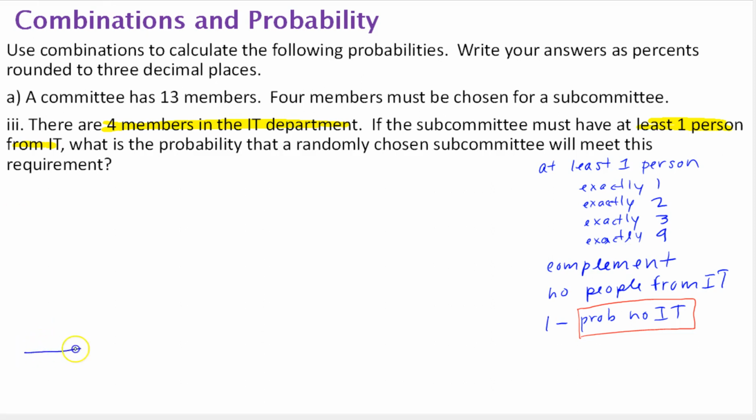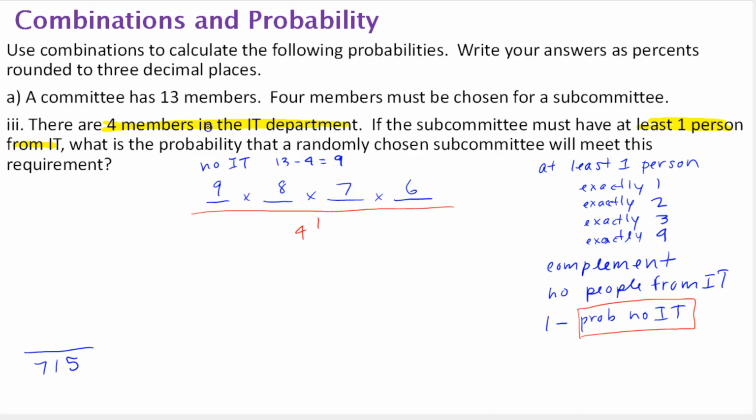Well, we know that there's 715 total possible committees, and no IT people means that we have 13 minus 4, 9 people to choose from. We have 4 choices to make. And here we have 9 choices, 8, 7, 6. And again, since we made 4 choices, this is the number of permutations. For combinations, we'll divide by 4 factorial. So this is C of 9 choose 4.